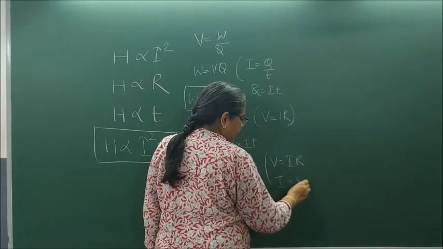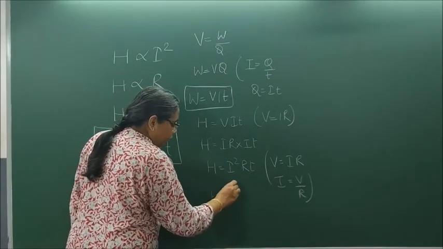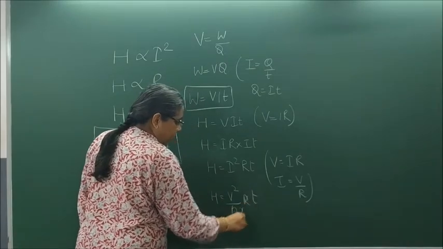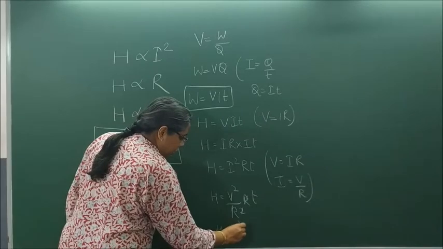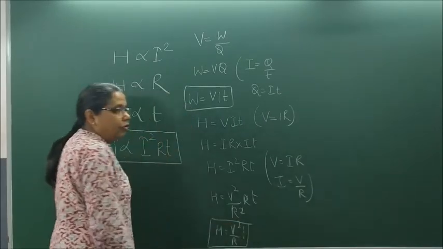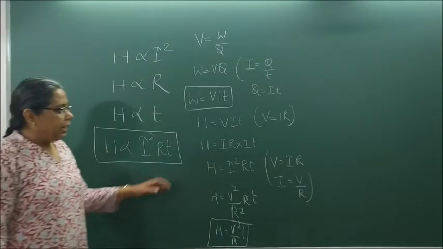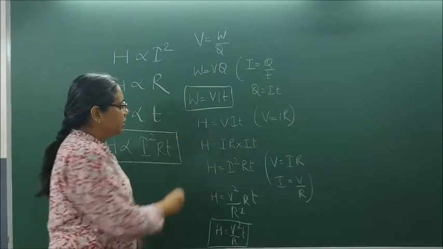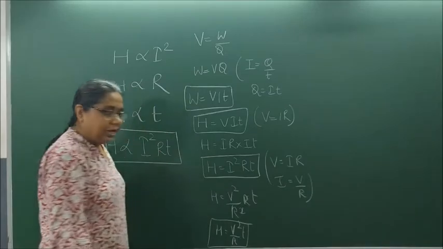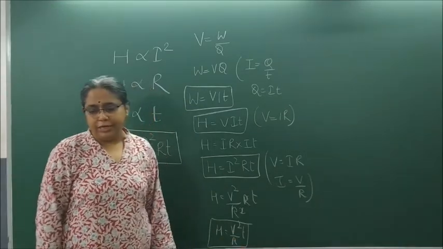So I is equal to V by R. So H is equal to V square by R square into R into T. So H is equal to what? V square by RT. So these are the formulas of the heat developed in a conductor. H is equal to VIT, this is the first formula. H is equal to I square RT, second formula. H is equal to V square by R into T, third formula.